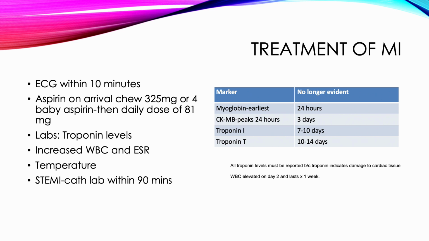And for STEMI MI, they go to the cath lab within 90 minutes. That's a metric put out by the Joint Commission. And that's because patients have better outcomes if they can get to the cath lab within 90 minutes. And I'm going to explain why that's important. I just want to point out another lab, a CK-MB. The CK-MB indicates there's damage to the heart muscle, okay? So those will be elevated too. It's just important to know that if somebody has an elevated troponin level, it means they have an MI.